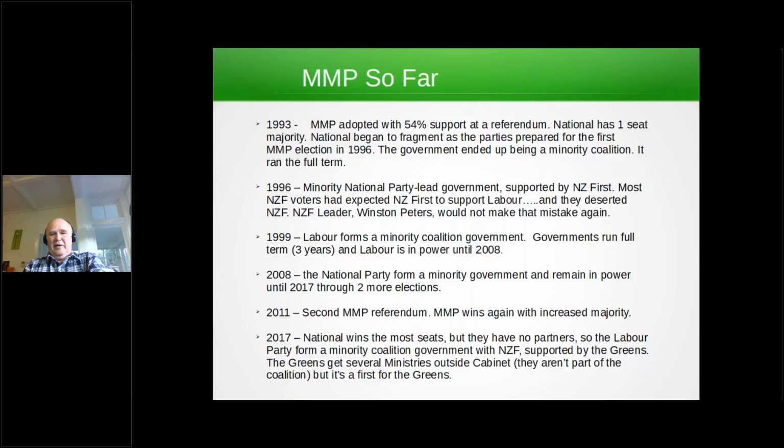Okay, so I'm going to bang on about a point. That's one. 1999, in that election, Labour formed a minority coalition government. There was a change of government from National to Labour. And from there, the government ran full term, 3 years. Labour's in power until 2008. There were a couple of elections in there, in which they were slowly losing it. But by 2008, the media tipped it the other way.